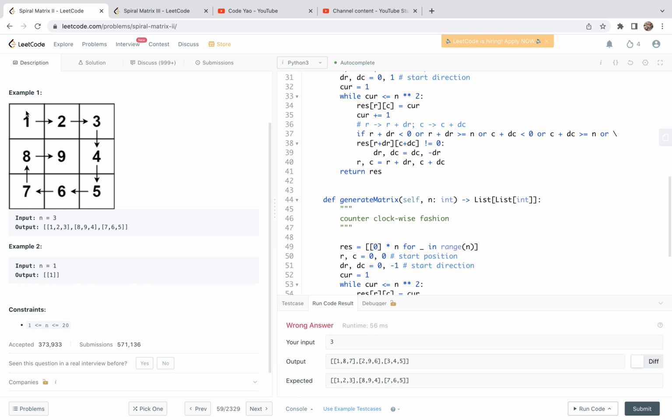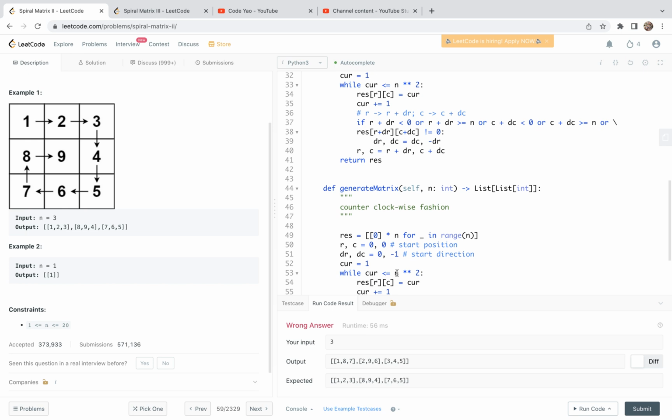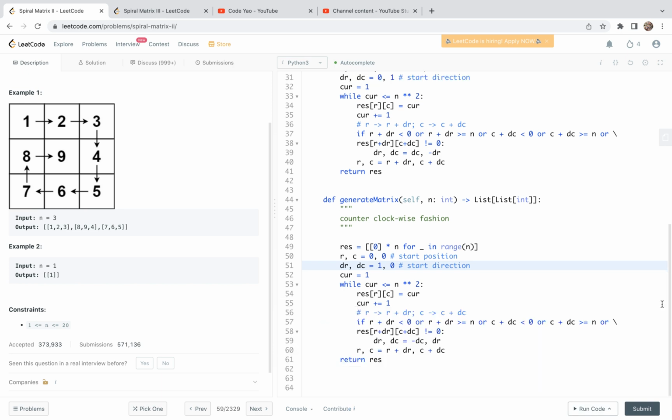Also another thing is this direction. Actually, you can change the direction. Here I'm changing to leftwards, but you can change to downwards. So in other words, dr is 1 and dc is 0. It actually does the same thing. So here is 1, 2, 3, 8, 9, 4. Remember this and try it again. So we get the same thing, right? So this is a counterclockwise fashion.